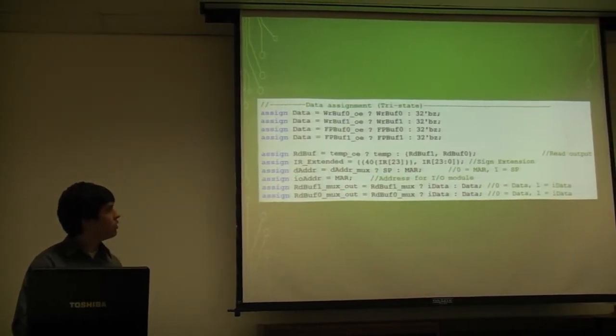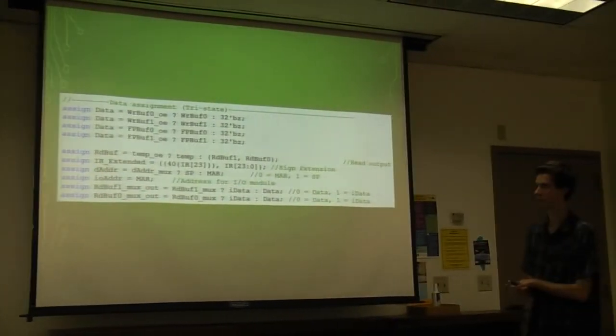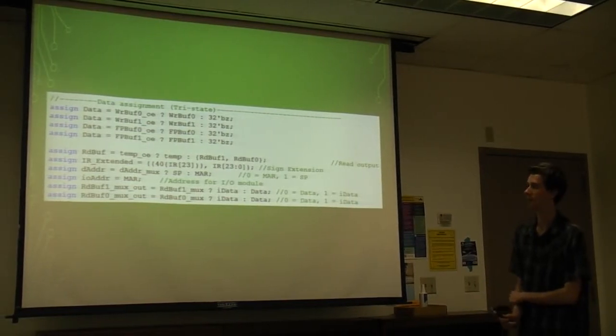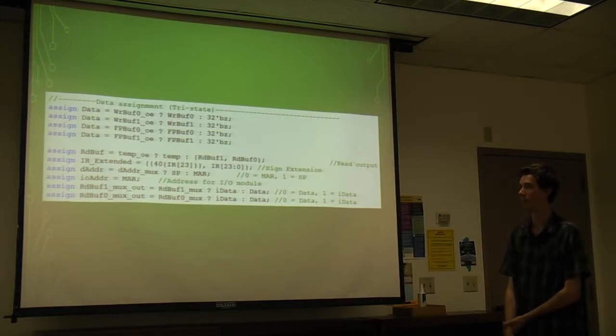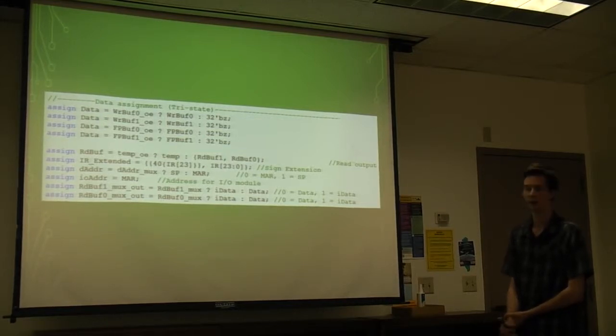And here we have all the data assignments and final assignments of muxes and stuff. So the data up here can decide between the write buffers or the floating point buffers, and if none of those are enabled, the output enables are not enabled, it will get high impedance. And for the read buff, it can choose between the temp register and the read buff registers, and to choose between it, you need to pick up the temp output enabled.